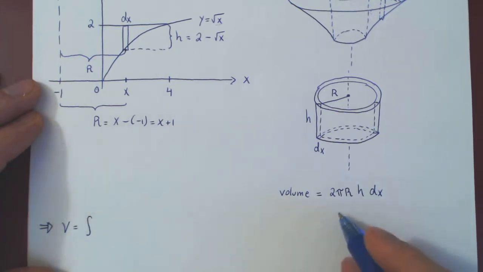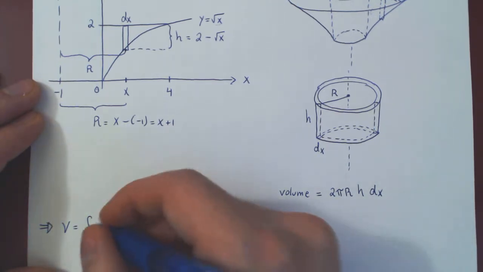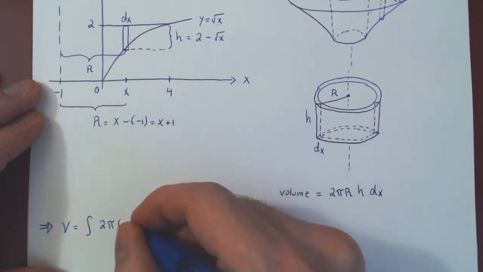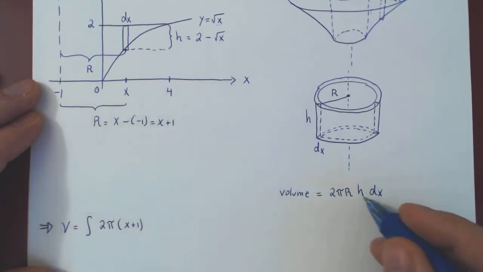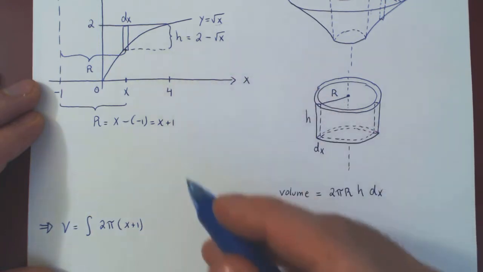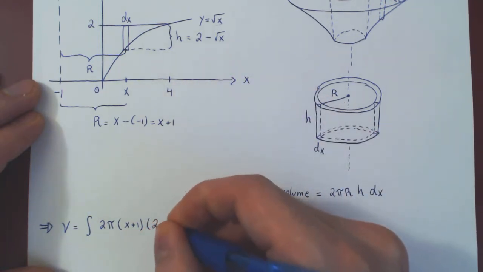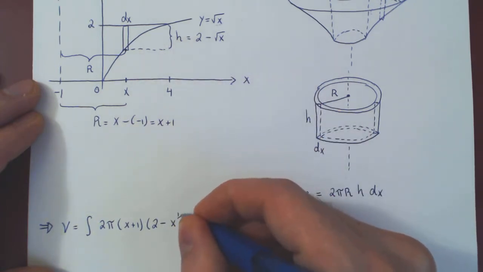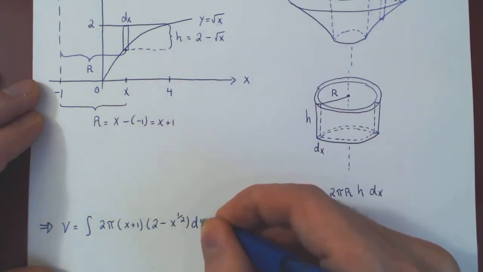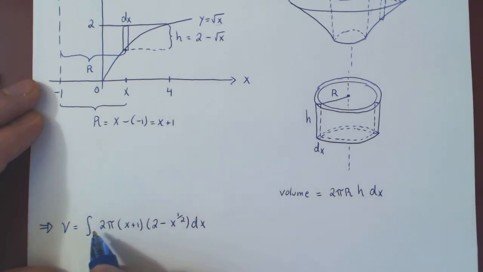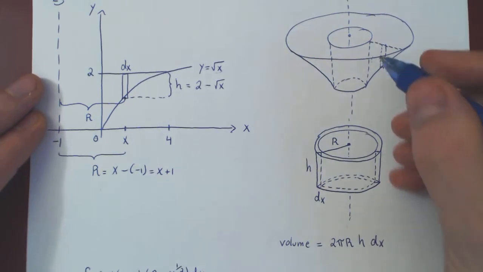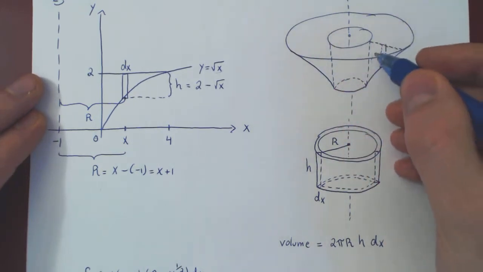So we have to sum the volume of our cylindrical shells, 2 pi times (x plus 1) times the height, 2 minus root of x. And thinking again here of the power rule, I will replace root of x by x to the 1/2, dx. So we're summing the volume of all of our little cylindrical shells that are found within the full solid.